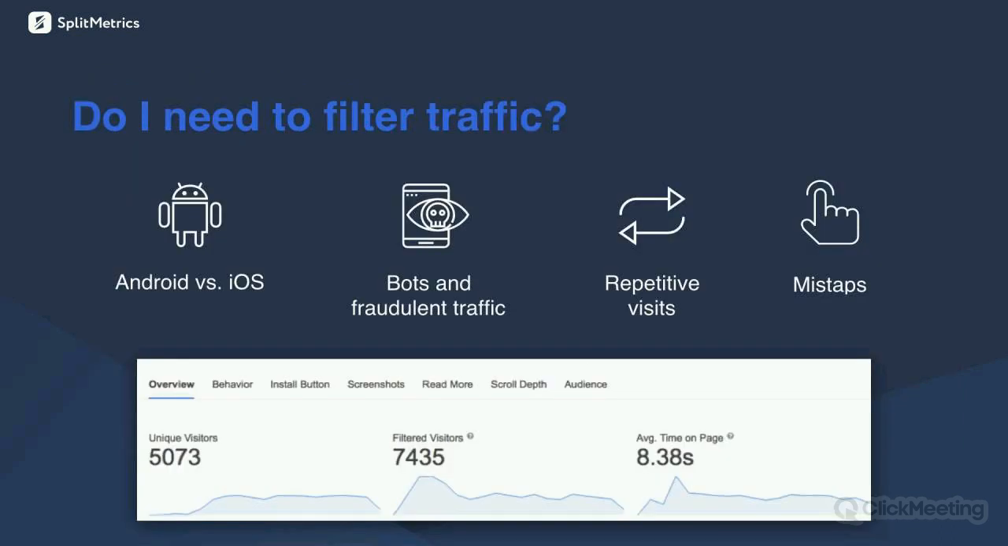So to ensure trustworthy and high-quality test results, we need not only to drive traffic, but also to filter it. We want to filter users that don't meet targeting requirements, for example, Android users visiting iOS experiments. We want to filter bots and fraudulent traffic. We also do not want to see repetitive visits, and we should also consider missteps and misclicks. All these factors influence the conversion and actually your confidence level.